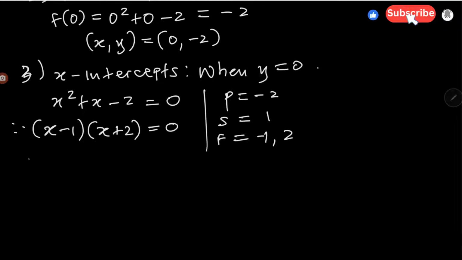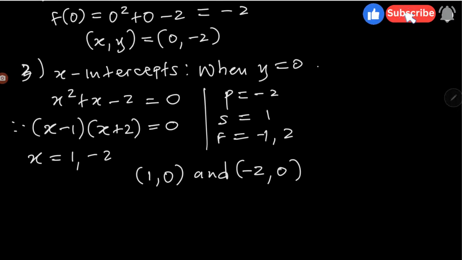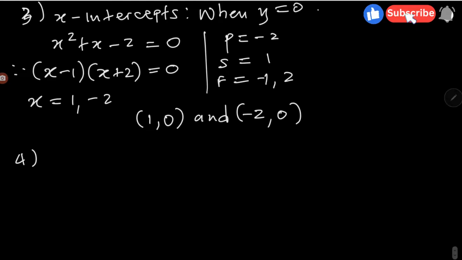Therefore our x values are 1 and negative 2. So we have the x-intercepts as (1, 0) and (negative 2, 0). And the last thing that we need to know is the turning point itself, so that we know where it is.